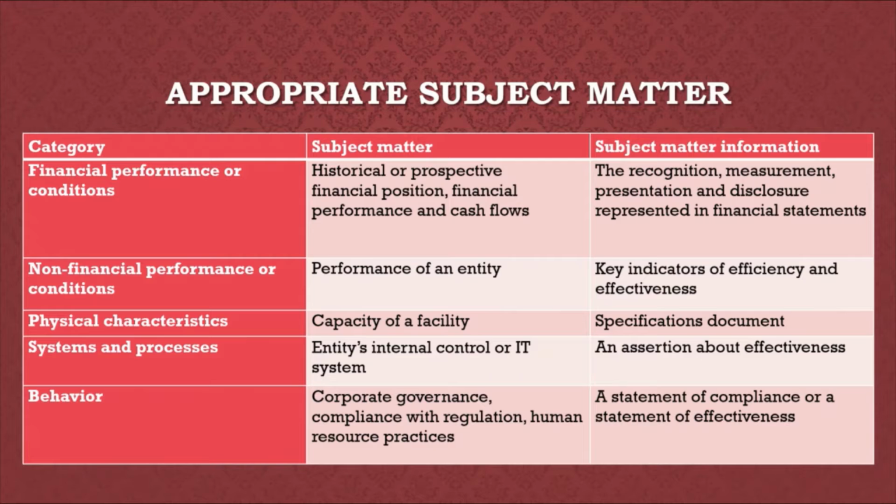Ganun din sa non-financial performance or conditions. So, yung subject matter is yung performance ng entity, and yung subject matter information is yung key indicators of efficiency and effectiveness. Sa physical characteristics naman, for example, yung subject matter is yung capacity ng facility. Then yung subject matter information is yung specifications document. Then for systems and processes, entity's internal control or IT system yung subject matter, and yung subject matter information is yung assertion about the effectiveness ng internal control.